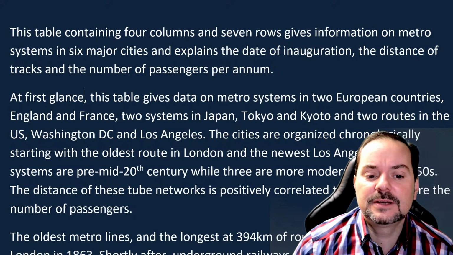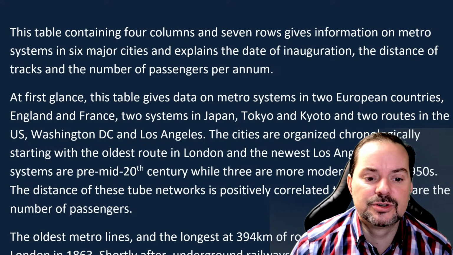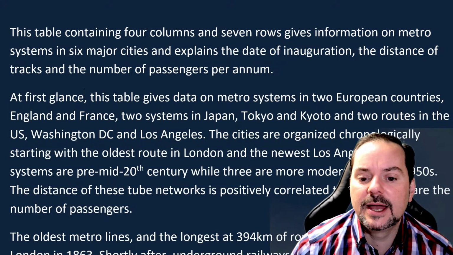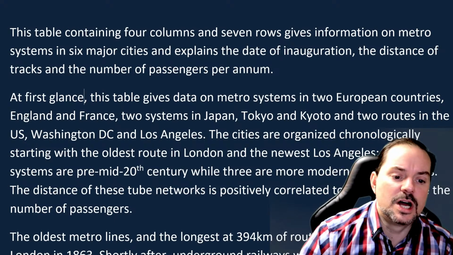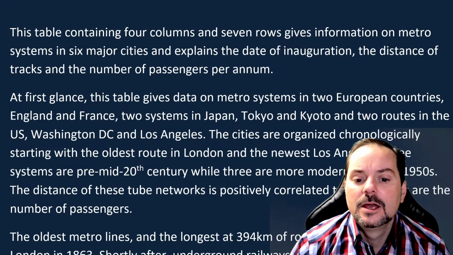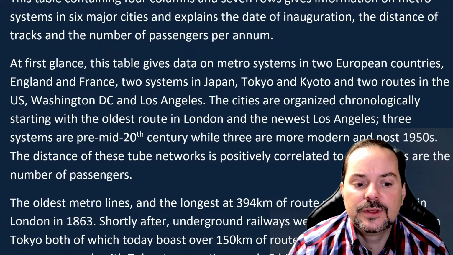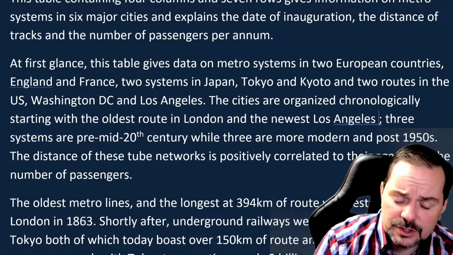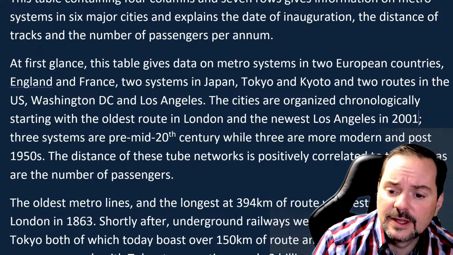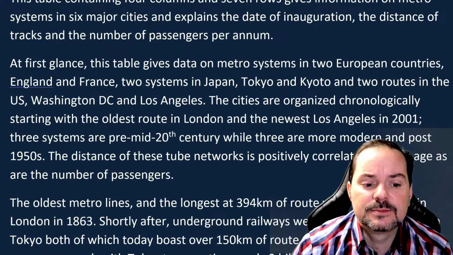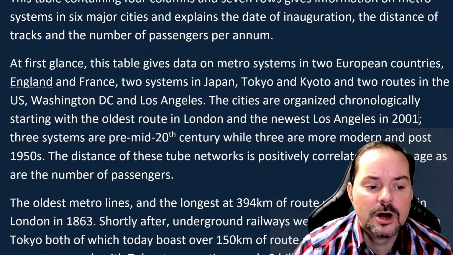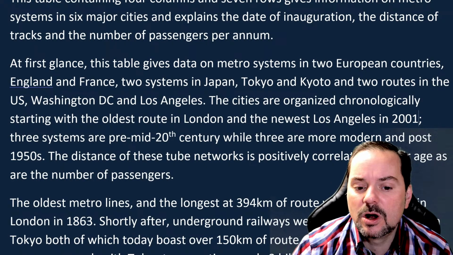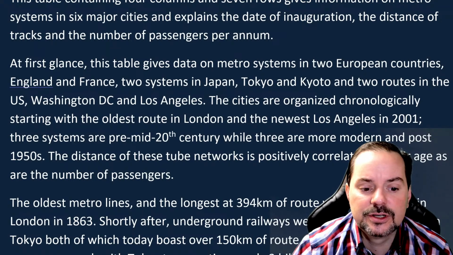At first glance, this table gives data on metro systems in 2 European countries, England and France, 2 systems in Japan, Tokyo and Kyoto, and 2 routes in the US, Washington, D.C. and Los Angeles. The cities are organized chronologically, starting with the oldest route in London and the newest, Los Angeles. And if I really wanted to, and I have time to review, I could write in 2001 here. 3 systems are pre-mid 20th century, while 3 are more modern and post-1950s. The distance of these tube networks is positively correlated to their age, as are the number of passengers.